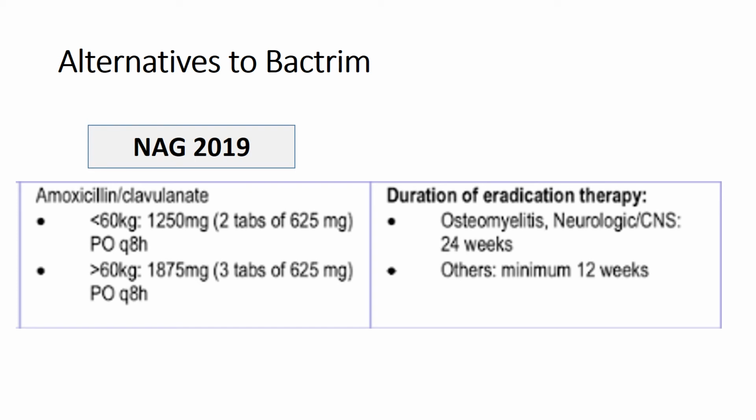So remember, the dosing is different. It's not your normal Augmentin dose that you use, 1 tablet TDS or 1 tablet BD. It doesn't work. You need to use a higher dose, and you need to dose it according to the body weight of your patient.